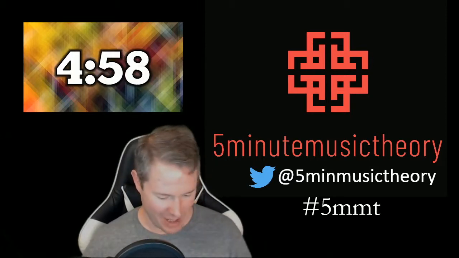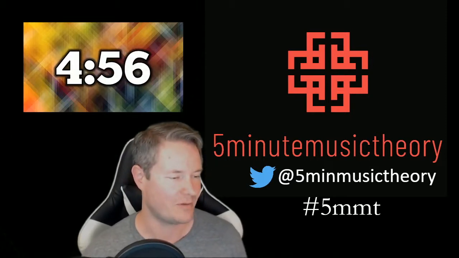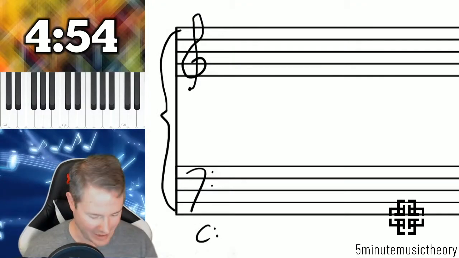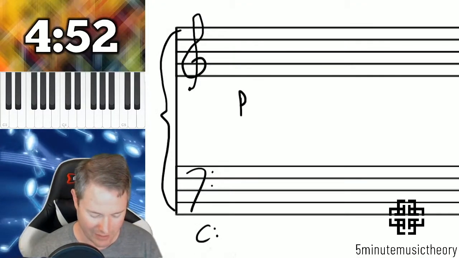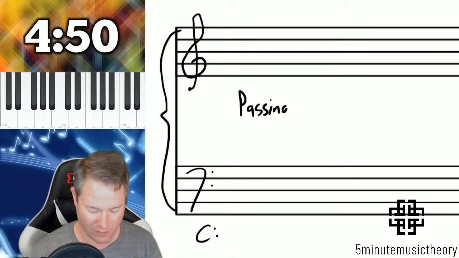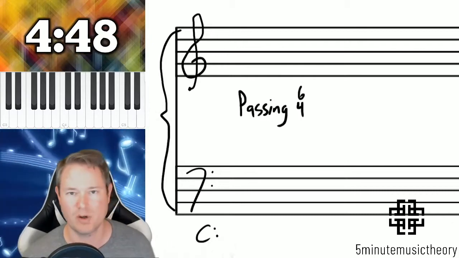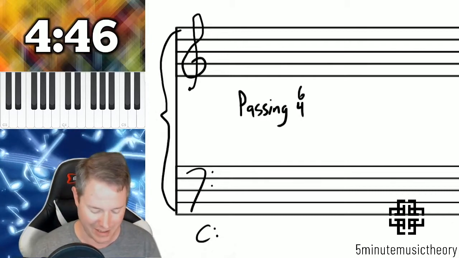Let's start that 5-minute timer, and we're going to talk about another type of 6/4 chord today. We've already covered the cadential 6/4, and now we're going to cover the passing 6/4, which is the second most common type of 6/4 behind the cadential.